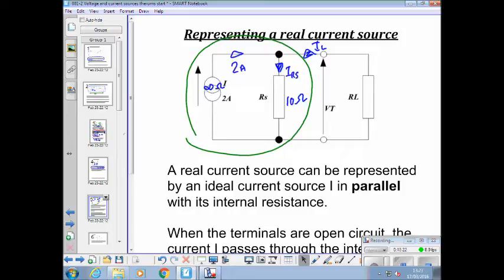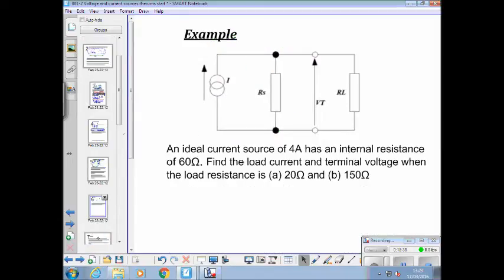Okay? I don't want to dwell on that too much longer because I want to move on to using the 2 key facts. Voltage source has got 0 internal resistance, an ideal one. Current source, infinite or open circuit.